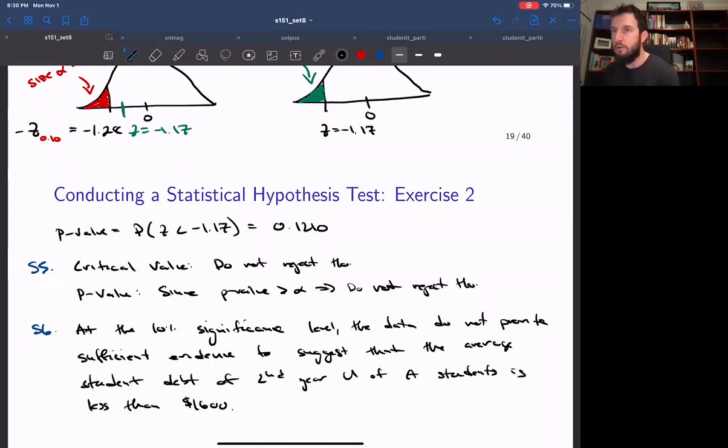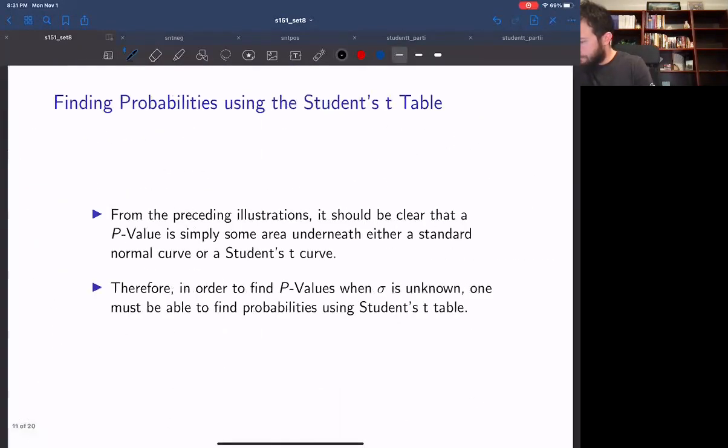Okay, so you can see for the conclusion, same general setup as before. So at the 10% significance level, the data do not provide sufficient evidence to suggest that the average student debt. So now I'm just talking about the variable in this problem. A lot of the setup is the same: at whatever significance level, the data do or do not provide. If we do not reject, they do not provide. If we do reject, it does provide. Do not provide sufficient evidence to suggest that the average student debt, which is what we're measuring here, is less than 1,600, the proclaimed alternative.